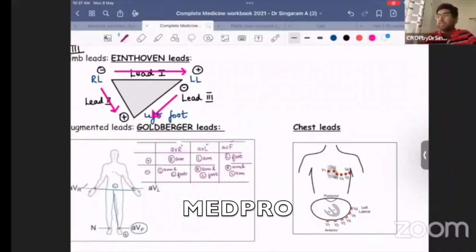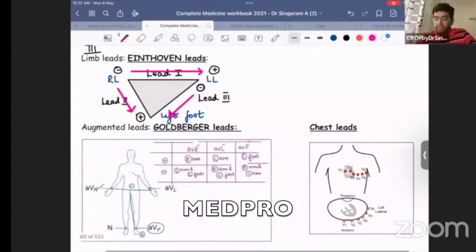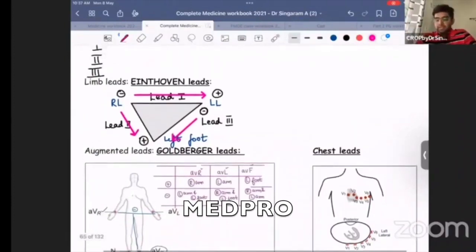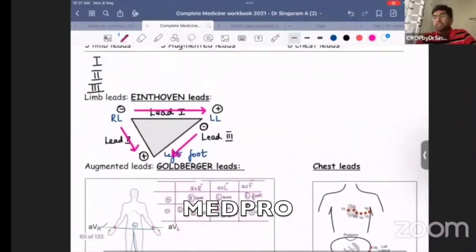I think you can recollect the basics which you have learned in your physiology classes, right? Positive deflection is upward, negative deflection is downward. No flow at all is reflected as a flat line. That is what we usually study for ECG. Okay, this is about the limb leads, which are the Einthoven leads.